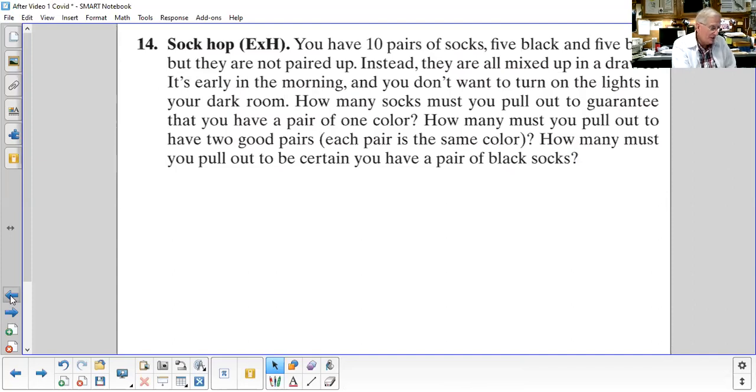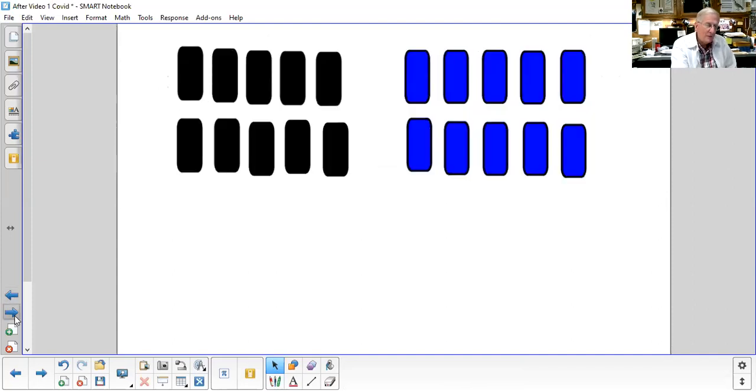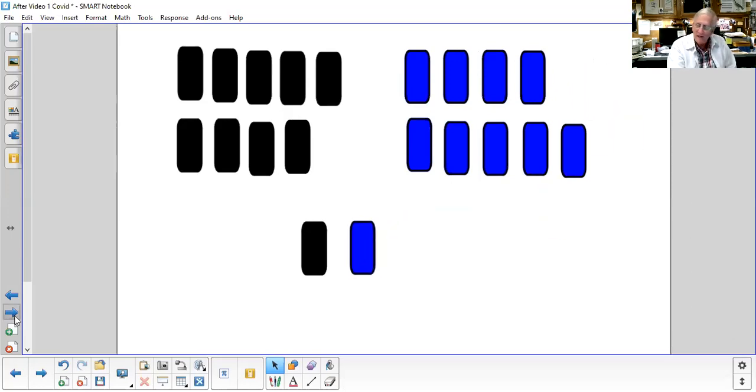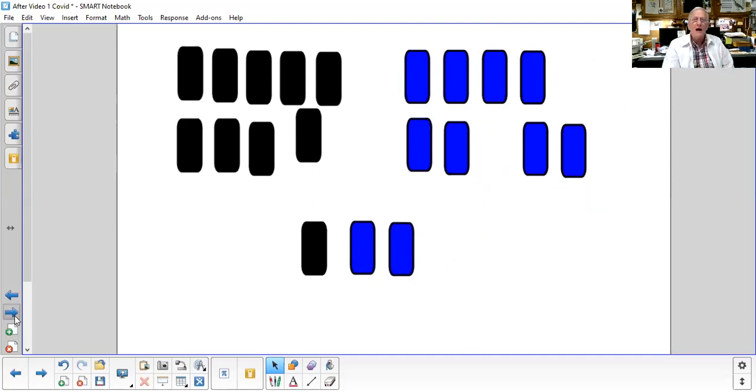All right, let's take a look at that. Let's say I pull a black sock out first, and then in my second draw, I happen to pick out this blue sock. Hey, those aren't the same color, right? But what has to happen when you take the next sock out of the drawer? You're either going to have 2 black ones, or you're going to have 2 blue ones, right? So what is the answer to this question? The answer is you must draw out 3 socks in order to make sure you have 1 matched pair.